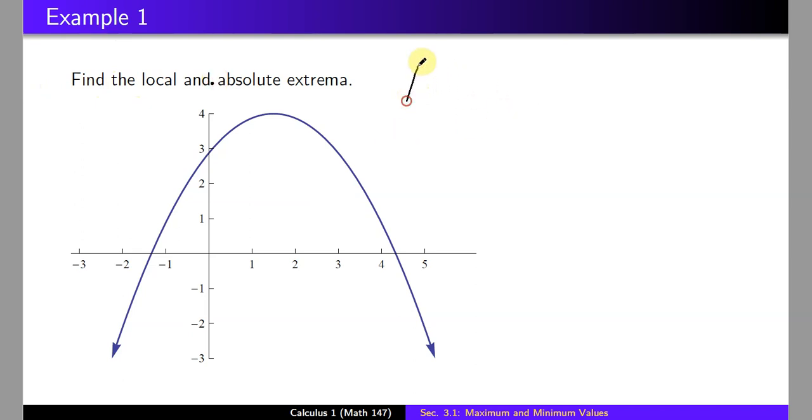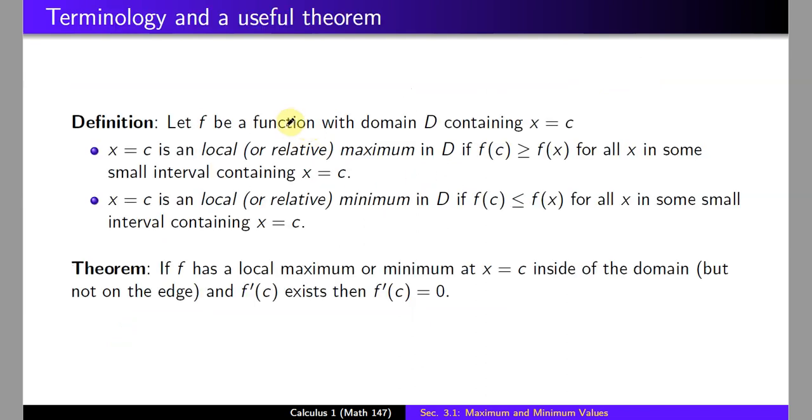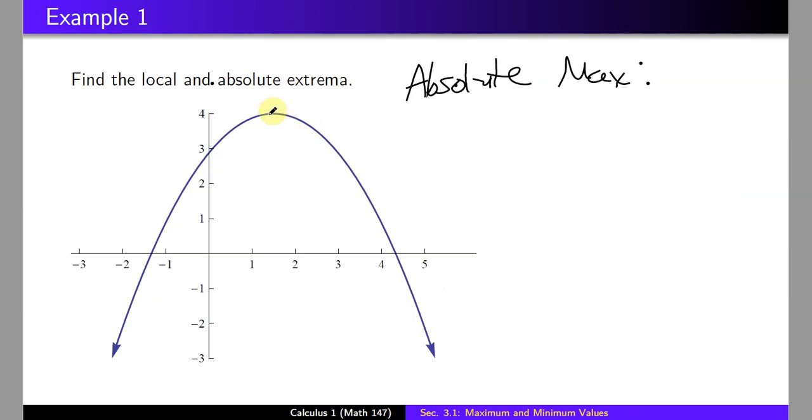Let's go after the absolute extrema first. Okay, so absolute max. Is there an absolute maximum? Well, it appears that there is right here. There's an absolute maximum right there. This y value is going to be bigger than or equal to any other y value throughout the entire function. The corresponding x value is how we're going to talk about our answer here.